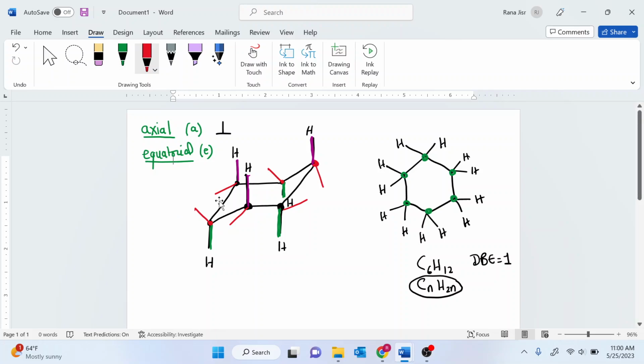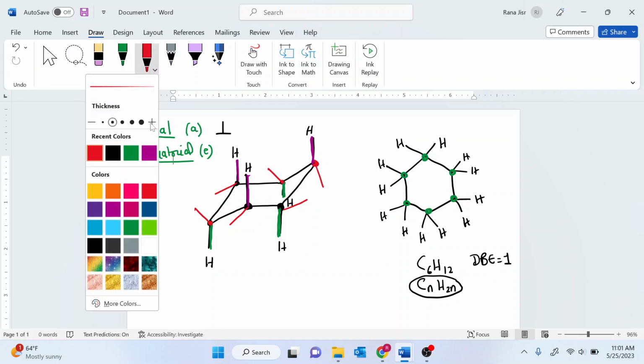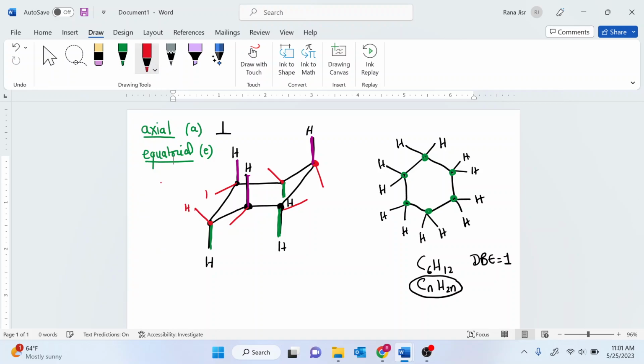So as you can see, equatorials, these are lines around the equator. They are not perpendicular lines. They are opposite in direction of that of the axial. So there is no interaction between the groups in the axial position and the groups in the equatorial position in there. And then you go ahead and you fill your hydrogens in there. This is a simple representation of a cyclohexane structure that has no substituents on it.